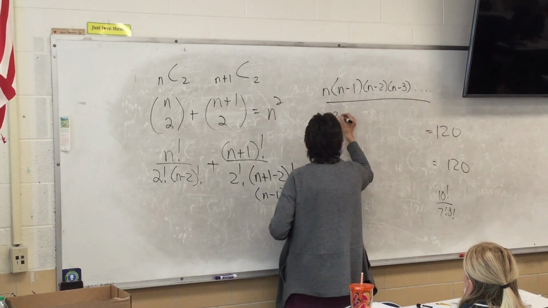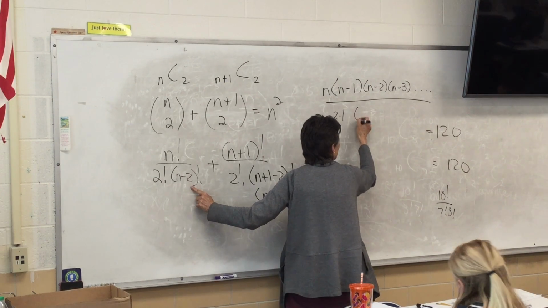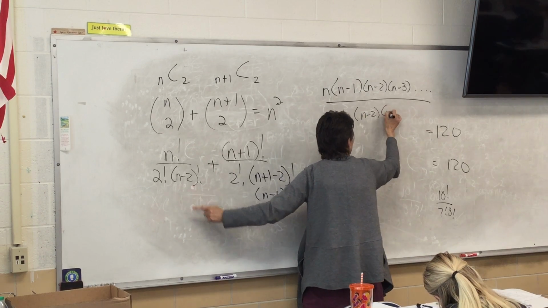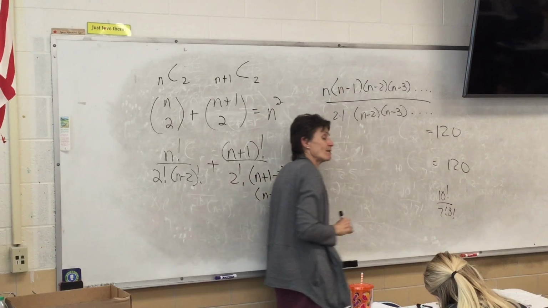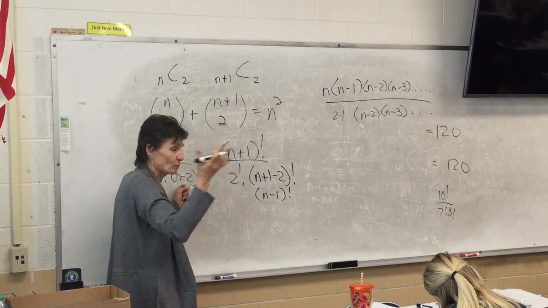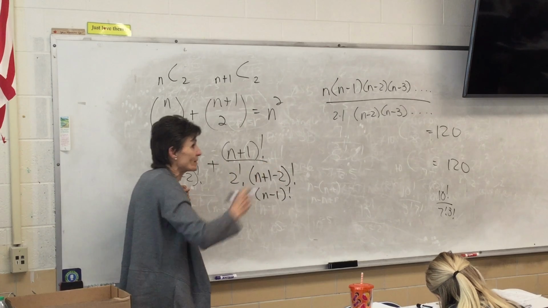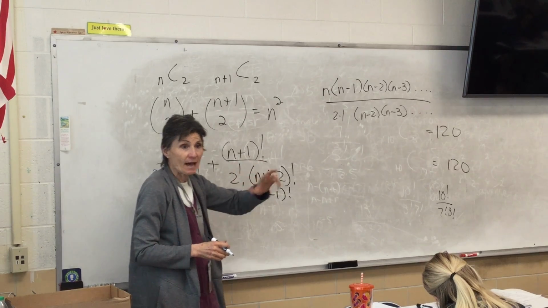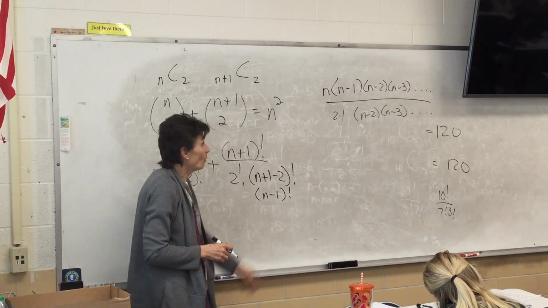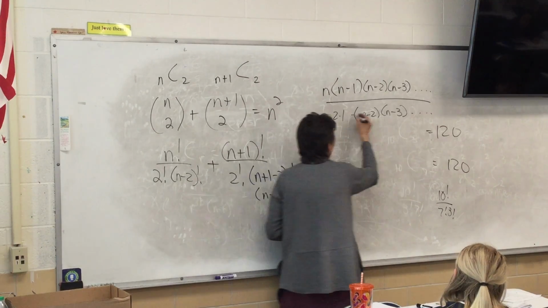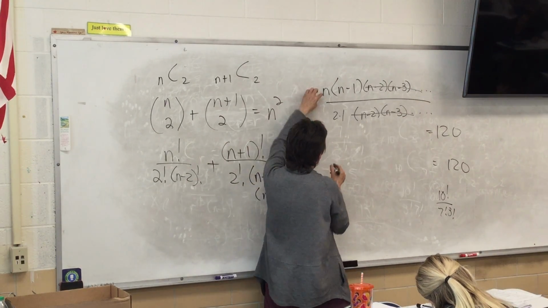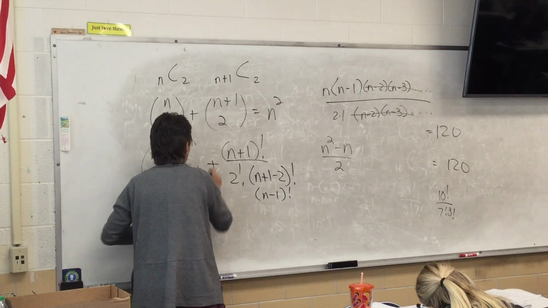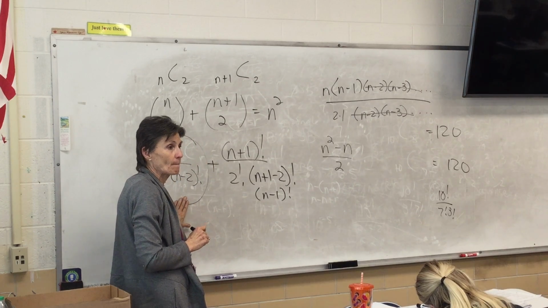All right, now I've got a 2 times 1. What's n minus 2 factorial? N minus 2, n minus 3, dot, dot, dot. Remember, a factorial starts with whatever it is. So 8 factorial starts with 8. So n minus 2 factorial starts with n minus 2, and then goes down by ones. Well, what happens in that? They cancel. All of this cancels, and I have left n squared minus n over 2. That's all that's left right here. I just simplified that one.